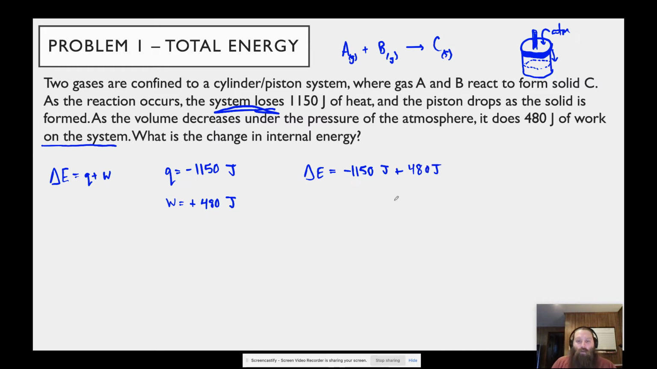My units are good here. I don't need to convert anything. That is something to look out for. Make sure that you don't have joules and kilojoules mixed. Add those two things together, and I get delta E is negative 670 joules. So there's my energy. That would be a change in energy or total energy problem.